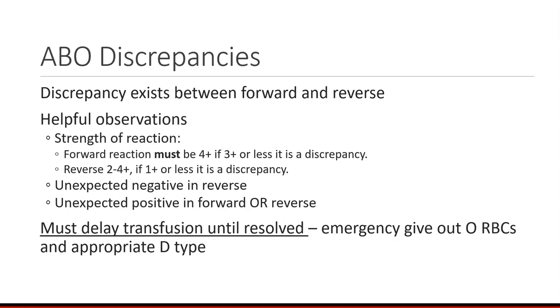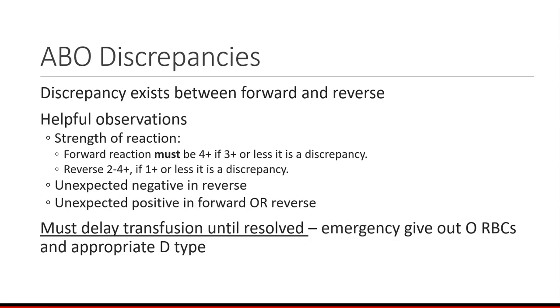What are some helpful observations that a discrepancy exists? Number one is the strength of reaction. In the forward type, the reaction must be 4+. If it's 3+ or less, it is a discrepancy, and you need to determine the cause. In the reverse type, you're expecting a 2 to 4+ reaction. If you get a 1+ or less, it's a discrepancy, and you need to investigate why.